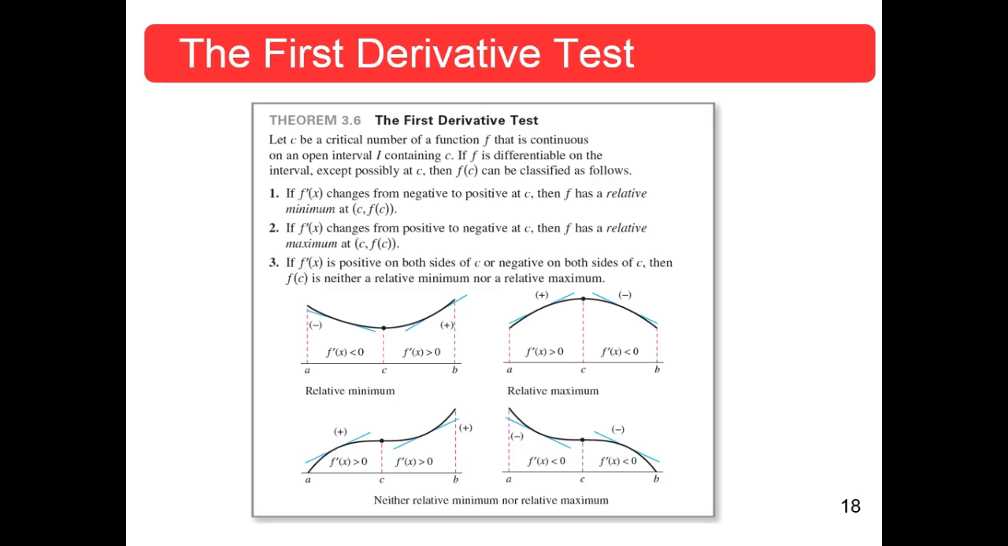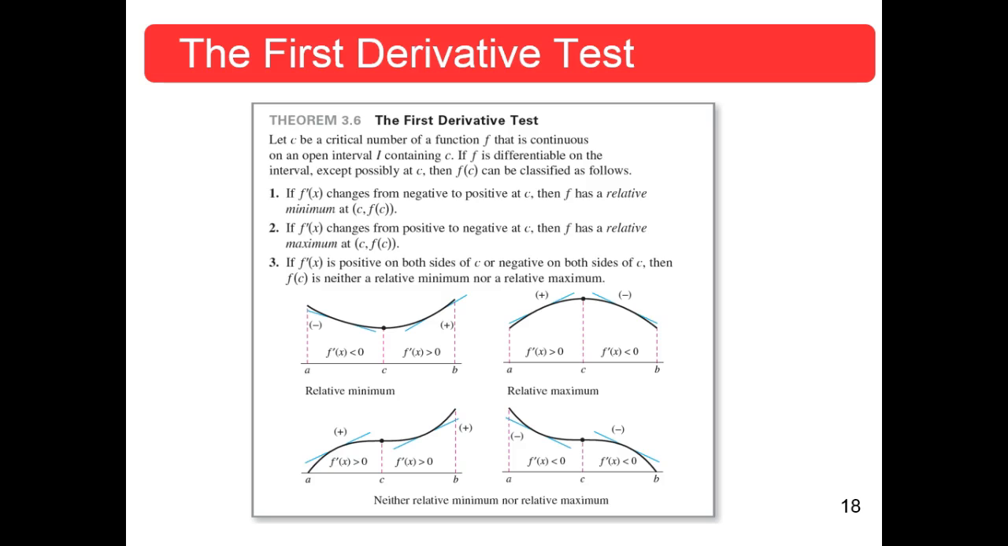If f prime is positive on both sides or negative on both sides, then f of c is neither a relative minimum nor a relative maximum. That would be the case like we saw before. f prime is positive here, positive there, not a relative max or min. Negative here, negative there, not a relative maximum. Sure, the first derivative is 0 there.